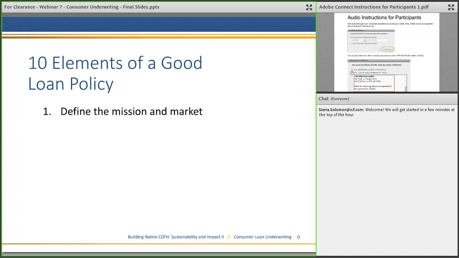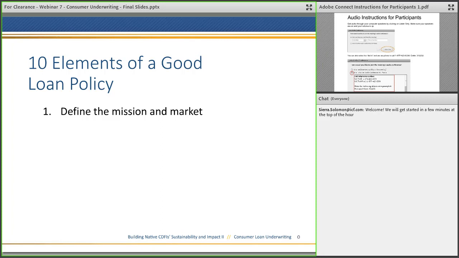So I'm going to get started with the 10 elements of a good loan policy. The very first thing you want to think about when you're developing your loan policies is to define the mission of your organization and what your target market is for your lending products. It can be really broad, or it can be pretty basic as well, as long as it's specific, so that when somebody looks at your loan policy they know exactly what your mission is and what your target market is behind your lending.